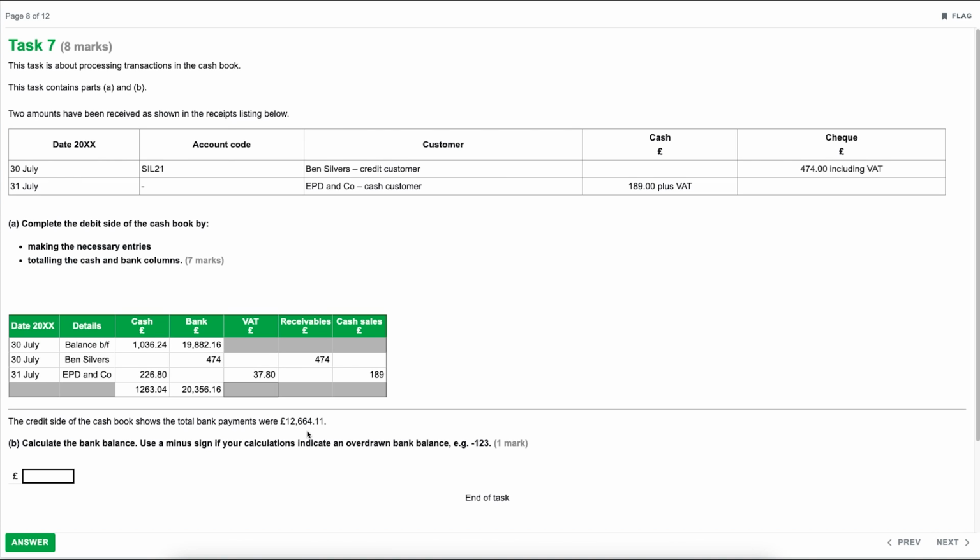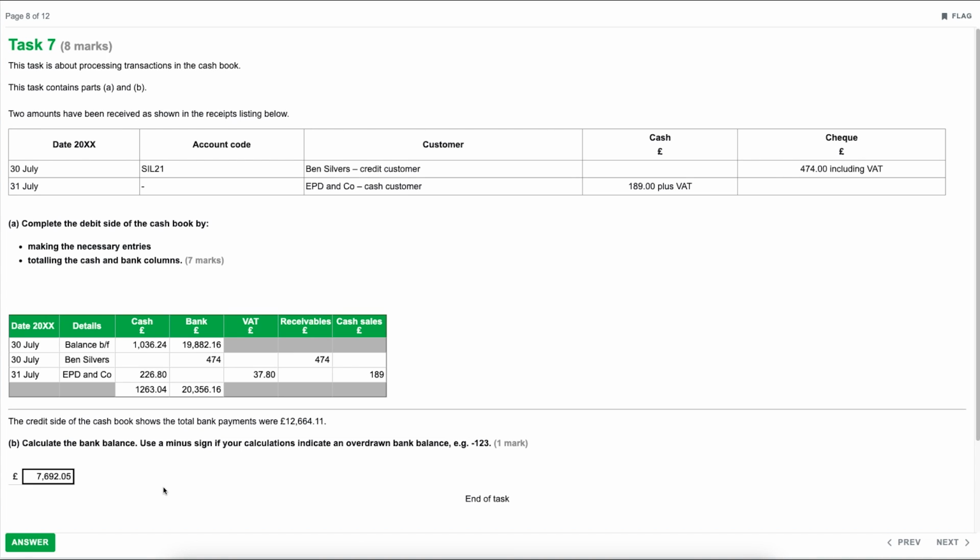So nice and straightforward, it would simply be the difference between our debit side, which is our £20,356.16, and our credit side of £12,664.11. So it's just the difference between the two figures, which works out to be £7,692.05. Now we know that this is a positive bank balance because our debit side, which records our income, is higher than our credit side, with the credit side recording our payments.